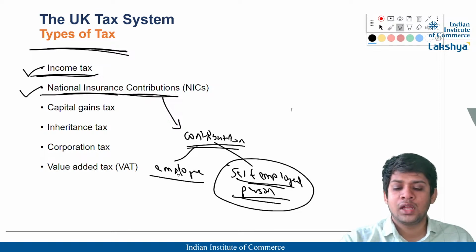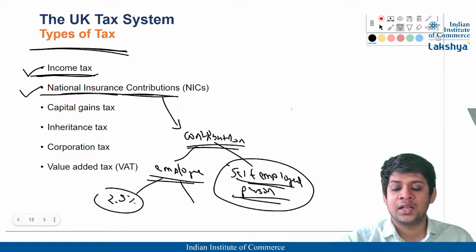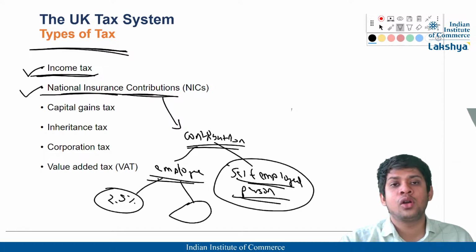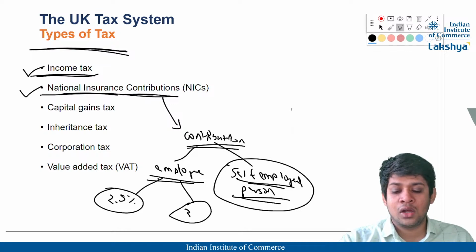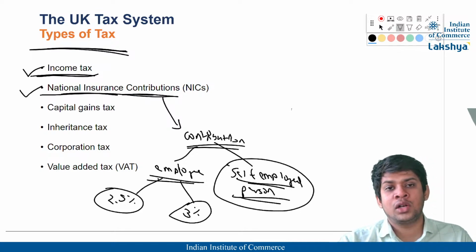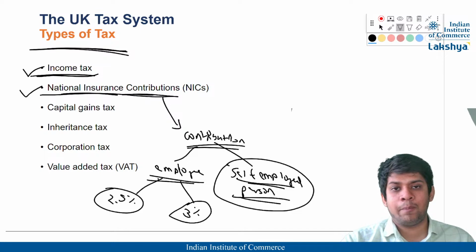Okay. So say I am an employee. Then in that case, I will contribute a certain amount, maybe say 2.5% of my salary, towards the national insurance contributions. But if I am an employee, the employer will also contribute some amount on my behalf, and maybe say he contributes 3% of my income as national insurance contributions. So some amount is contributed by the employee, some amount by the employer in the case of an employed person.